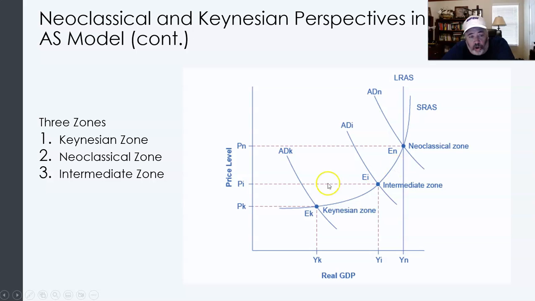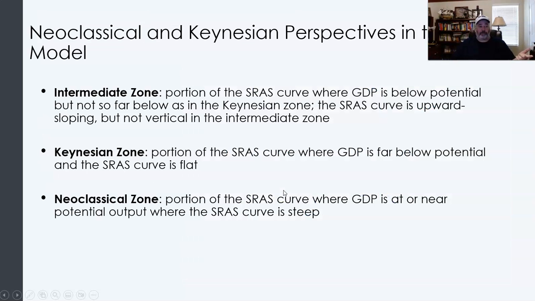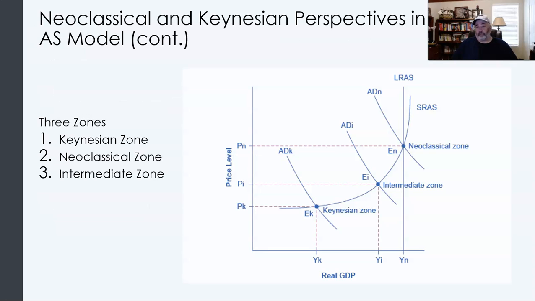Okay, so this is all three in one, and the long-run average supply, we call that the Neoclassical zone. That's the portion of the short-run average supply curve where GDP is at or near potential output, where the short-run average supply curve is steep. And that begins probably right in this range here. This is our Neoclassical zone right here. And then our intermediate zone is right here. And the Keynesian zone is right in here. Okay?